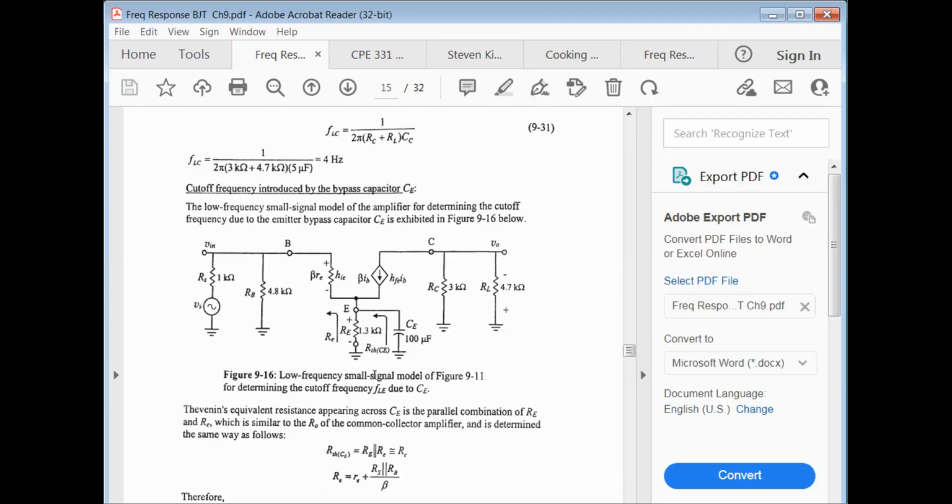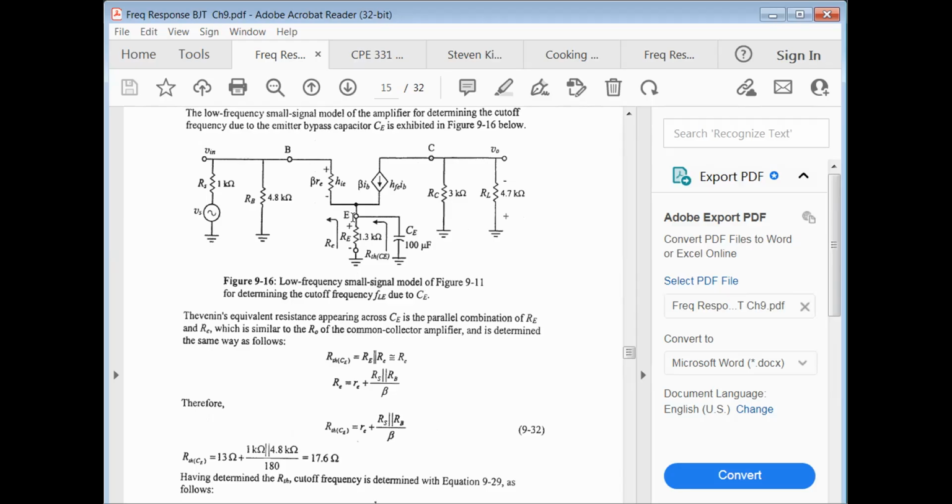Now we're going to do the bypass capacitor CE with CB and C sub C set equal to 0. And looking into this node, we see RE in parallel with the resistance looking into this node.